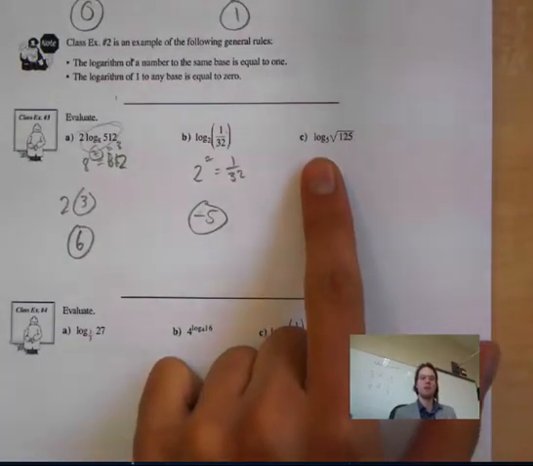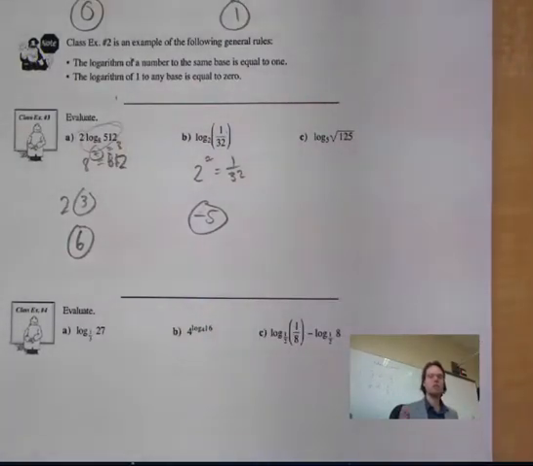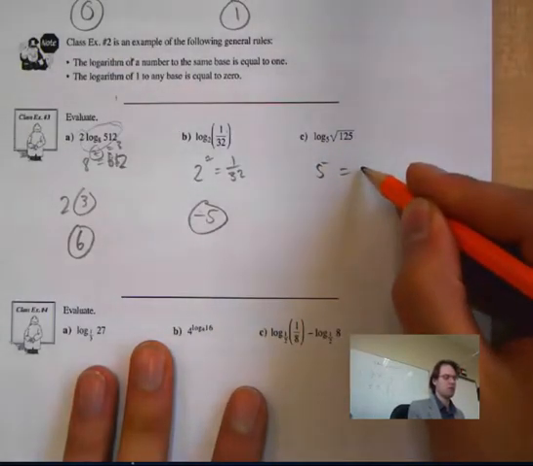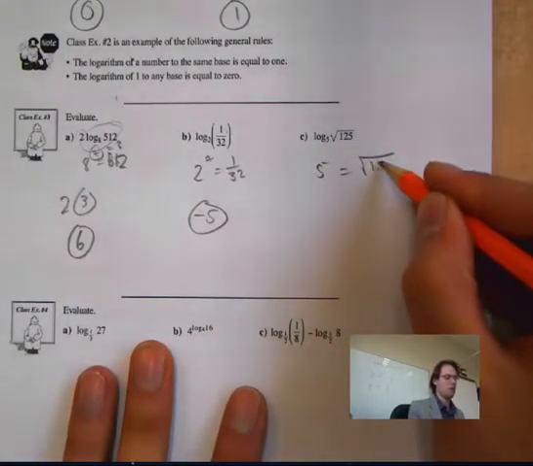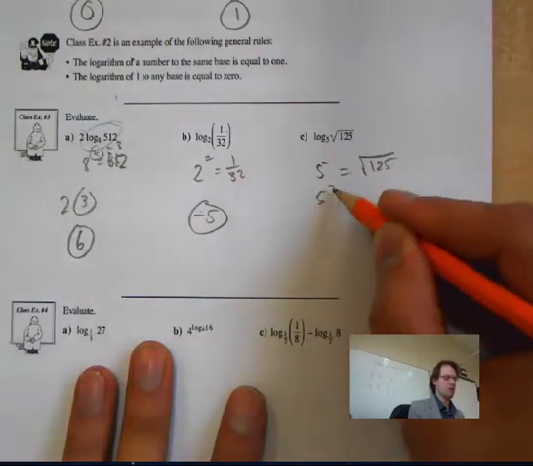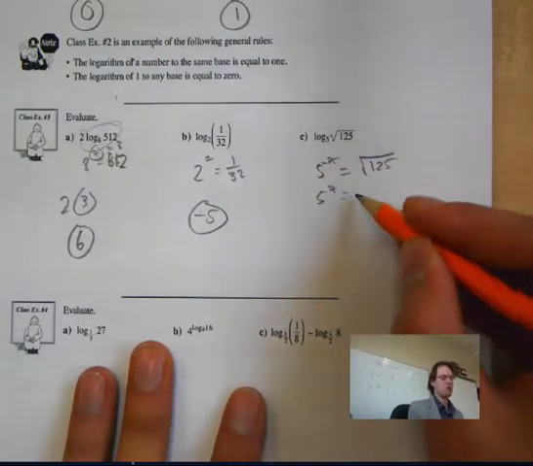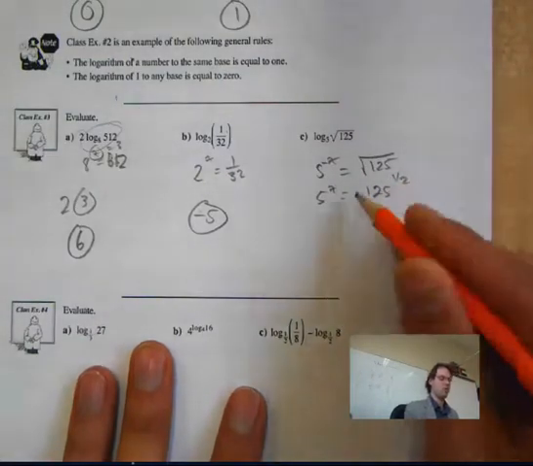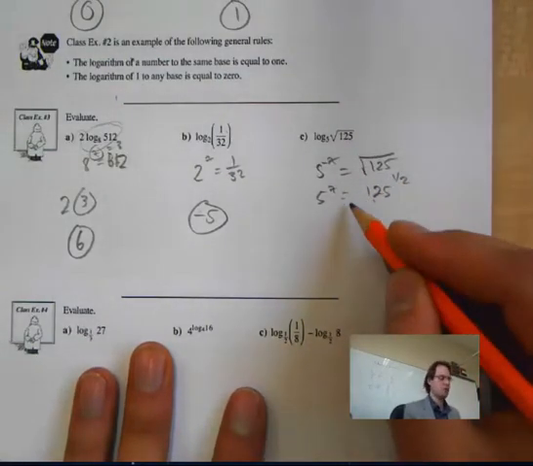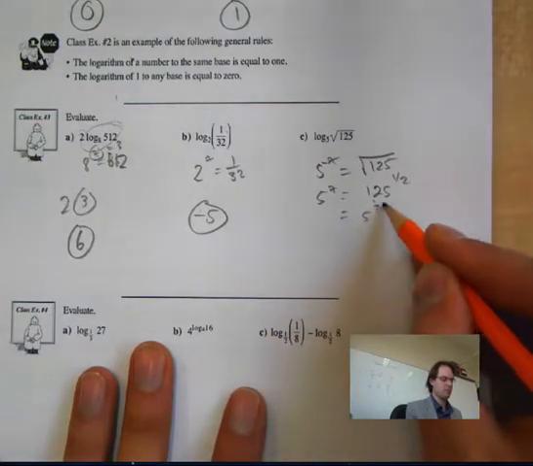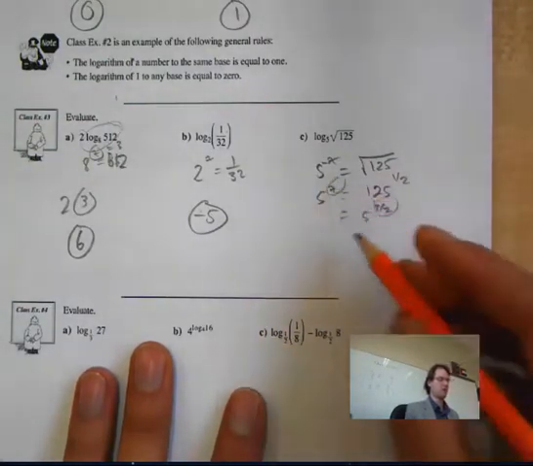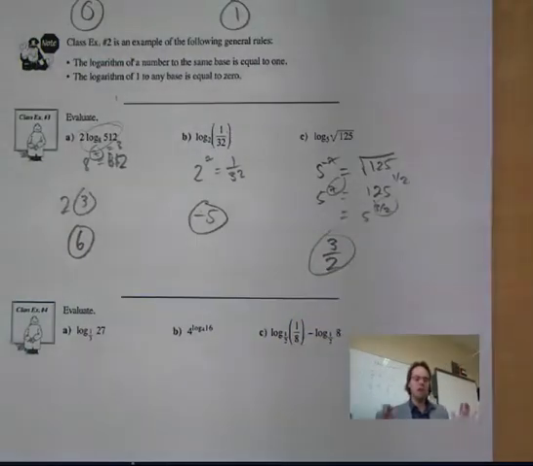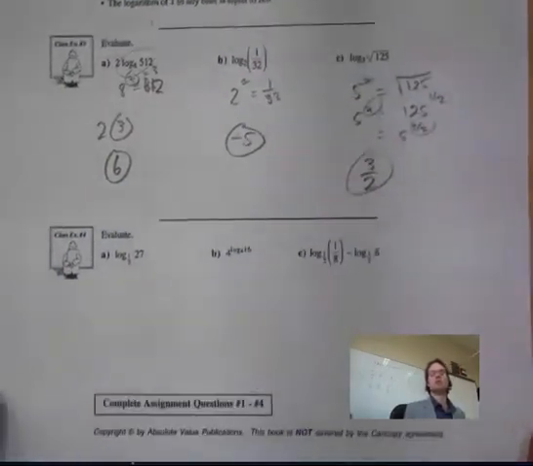This one here looks complicated because there's a square root in there. It's not that bad. This is just saying 5 to the power of something is equal to the square root of 125. Or 5 to the power of x is equal to 125 to the 1 over 2. But this is the same thing as 5 to the 3. So then my x is 3 over 2. Okay? So this is kind of just a review of the lesson before. Nothing overly new.